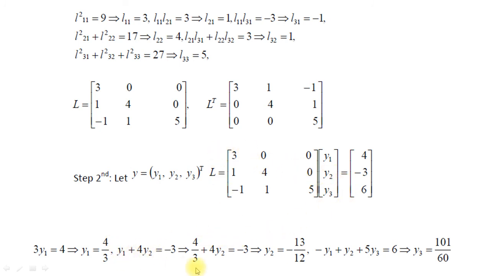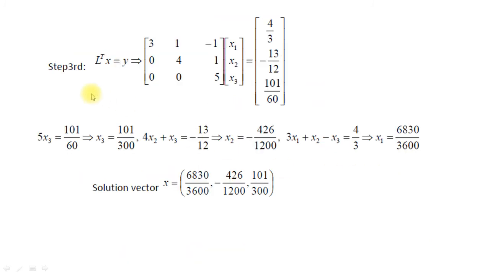Putting the value of y1, you can easily find the value of y2 is equal to minus 13 by 12, and in the last equation minus y1 plus y2 plus 5y3 is equal to 6. Putting the value of y1 and the value of y2, we can find the value of y3 is equal to 101 divided by 60. Now in the last step, use this equation L transpose X is equal to Y. This is the transpose of the lower triangular matrix, this is the unknown matrix x1, x2 and x3, and this is the Y matrix. Now using back substitution.